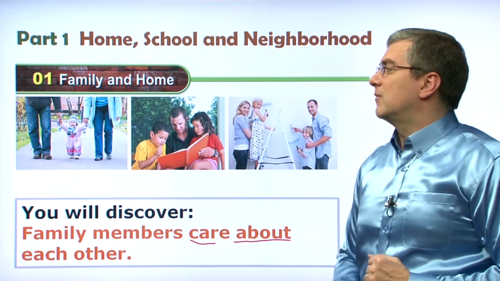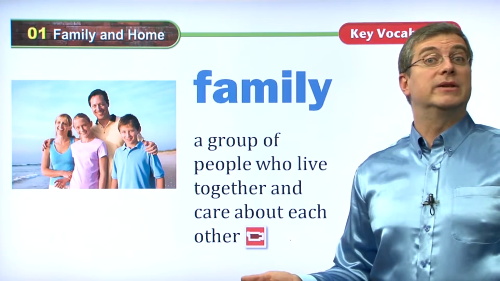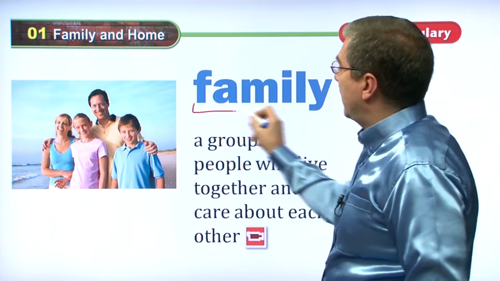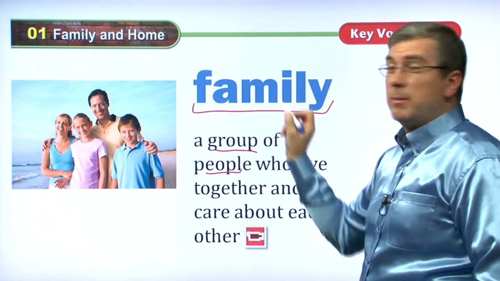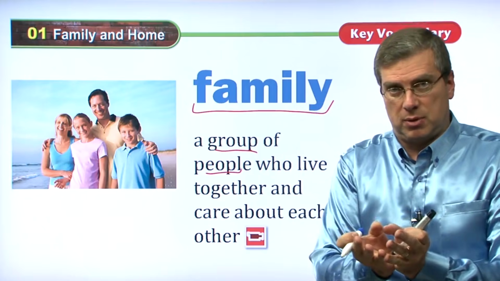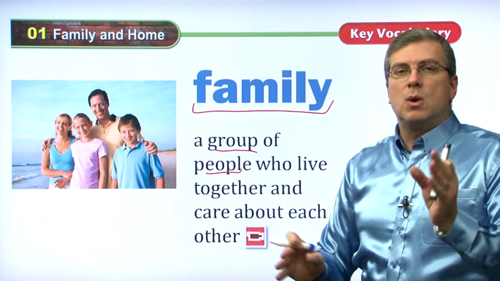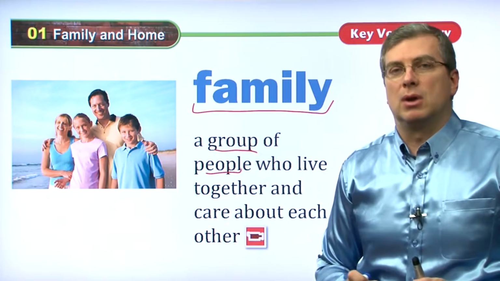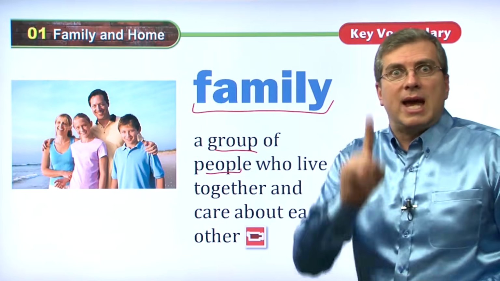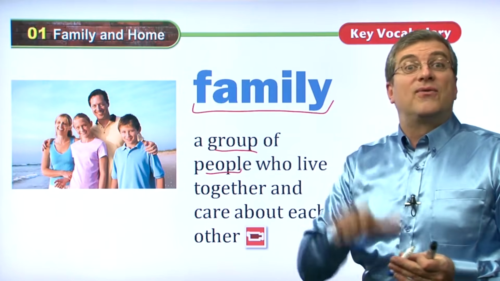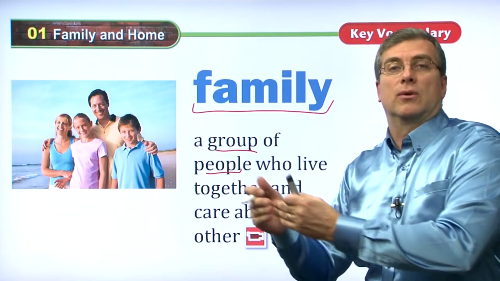First of all, let's start with the first vocabulary word. We are talking about family. What is family? A group of people. So remember, a family is a group of people. Don't say a family as one person. If you want to say how many people are in your family, don't say how many families do you have. You only have one family, but you might have 5 people in your family. So how many people are in your family?